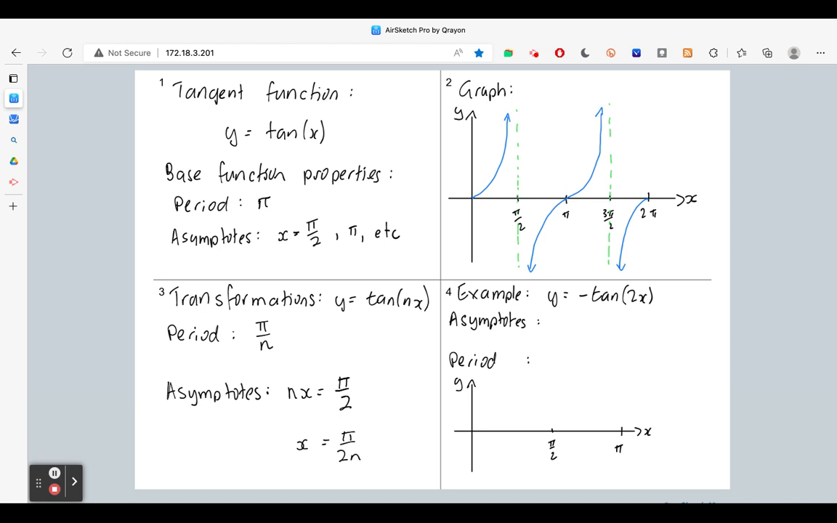Okay, so let's have a look at an example to make it all nice and clear for you. So the example I've given you is y equals negative tan 2x. So let's have a look at the asymptotes first.